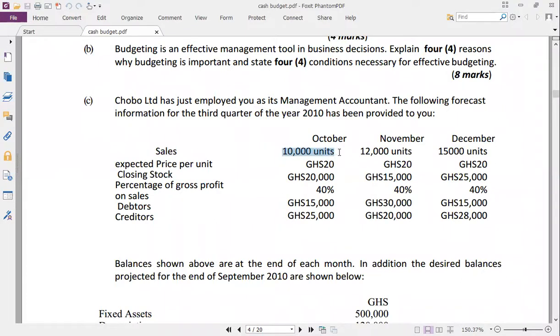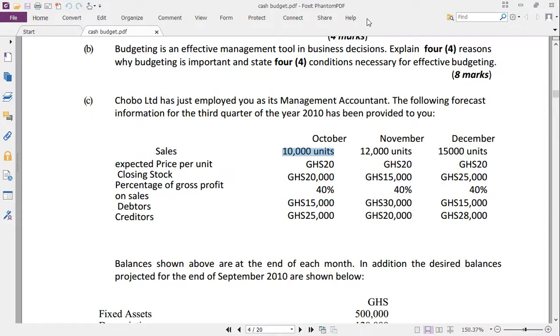So the movement in the units, October to November, 10,000 to 12,000. So it has increased by 2,000. So 2,000 divided by 10,000 times 100, still 20%. If you check December, 15,000 from that of 12,000 in November, it has also increased by 3,000. And that must also give us 25%. Perfect. So basically, that is it. Okay, so we are done.